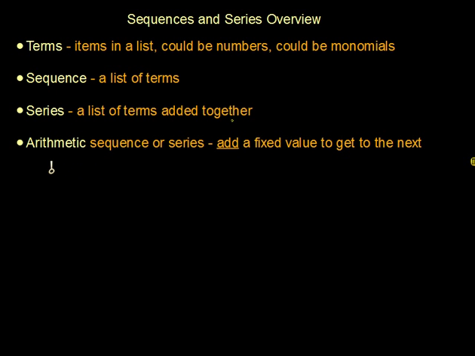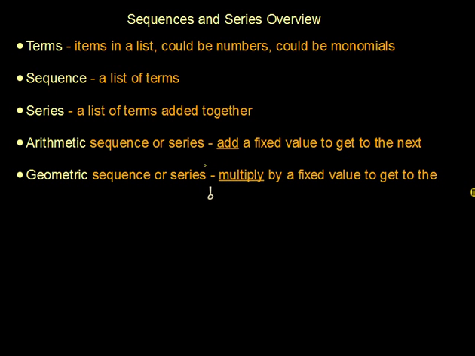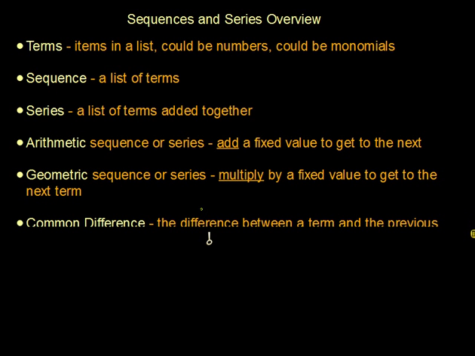Now, we have different types of sequences and series. We're going to look at two different types in this chapter. One of them is called arithmetic, and you can have arithmetic sequences or series. The thing that defines an arithmetic sequence or series is that you add a fixed value to get from one term to the next. Let's contrast and compare that with something called a geometric sequence or series. In a geometric sequence or series, to get from one term to the next, you will multiply by a fixed value. That's different than adding a fixed value, and we'll see that in examples.